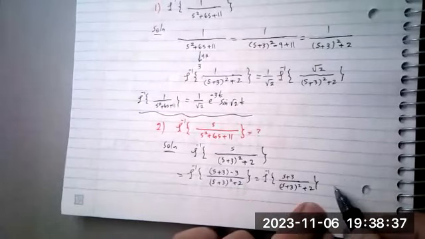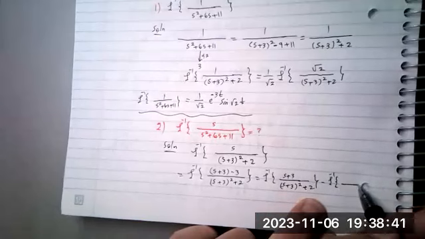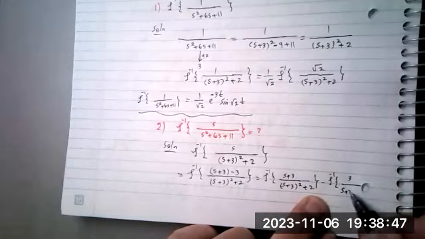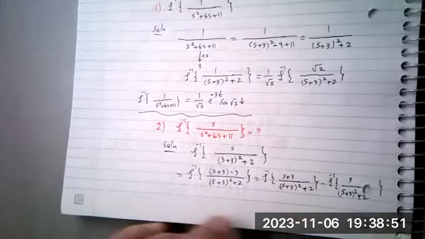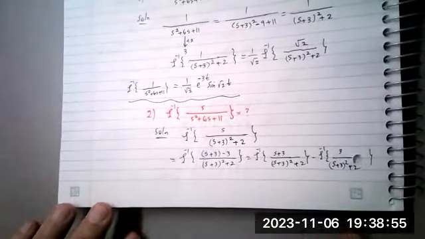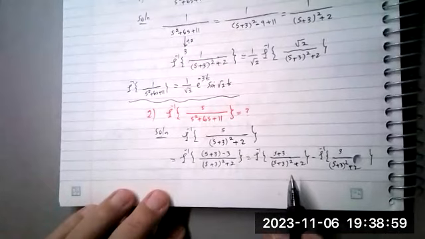Now it's going to be minus Laplace inverse of a new one. The top would be 3, and this is going to be (S plus 3) squared plus 2. So it's going to be a little bit more to construct before going on. Okay, we are ready for the first part.